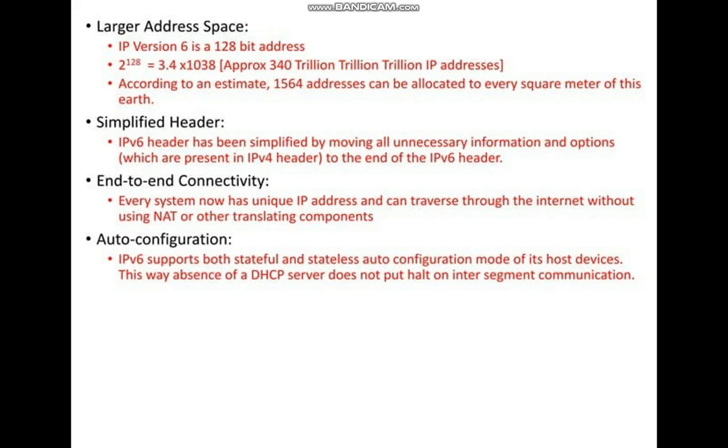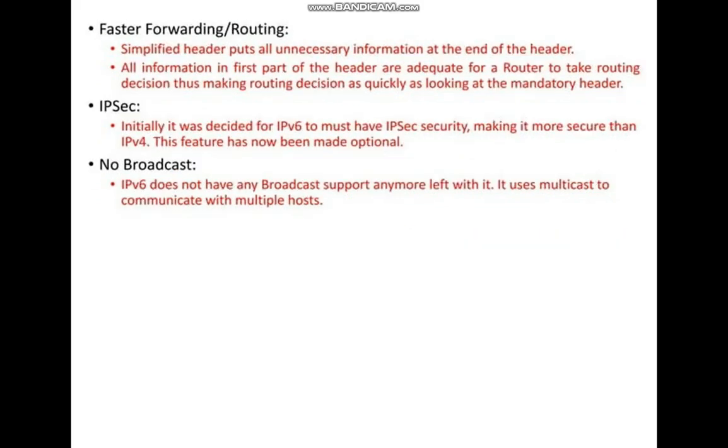The IP version 6 header has been simplified by moving unnecessary and optional information to the end of the header. Every system now has a unique IP address and can travel through the Internet without using NAT and other translating components. IP version 6 supports both stateful and stateless auto configuration modes for its host devices. This way, the absence of a DHCP server does not halt communication in the Internet segment.